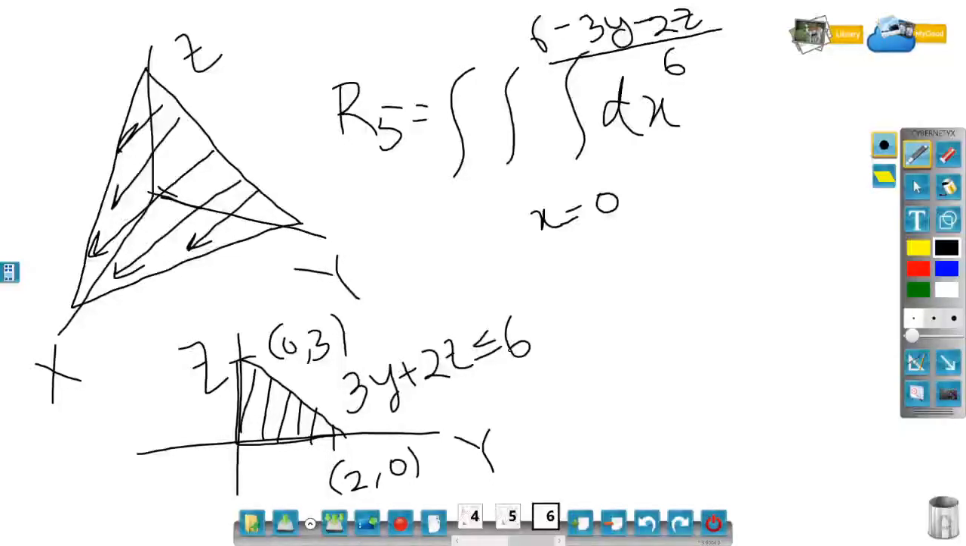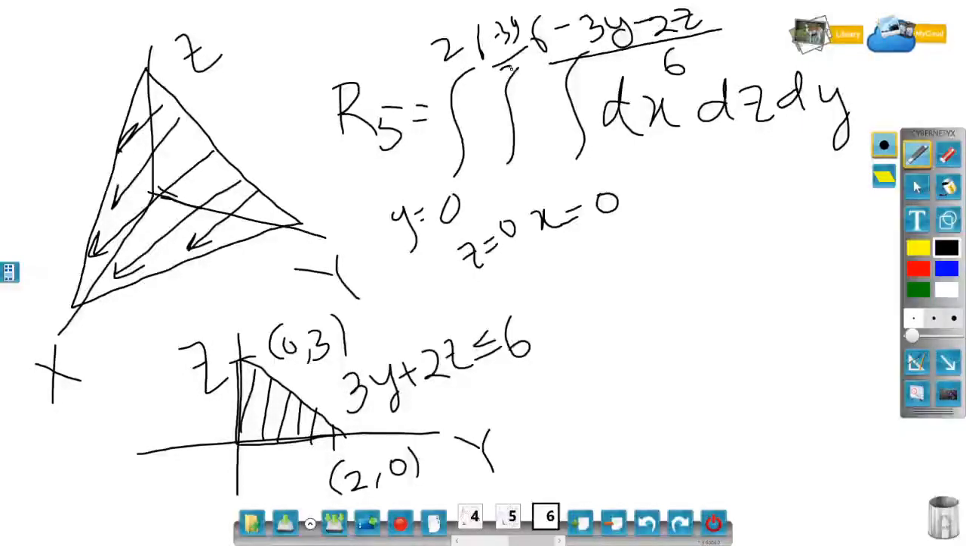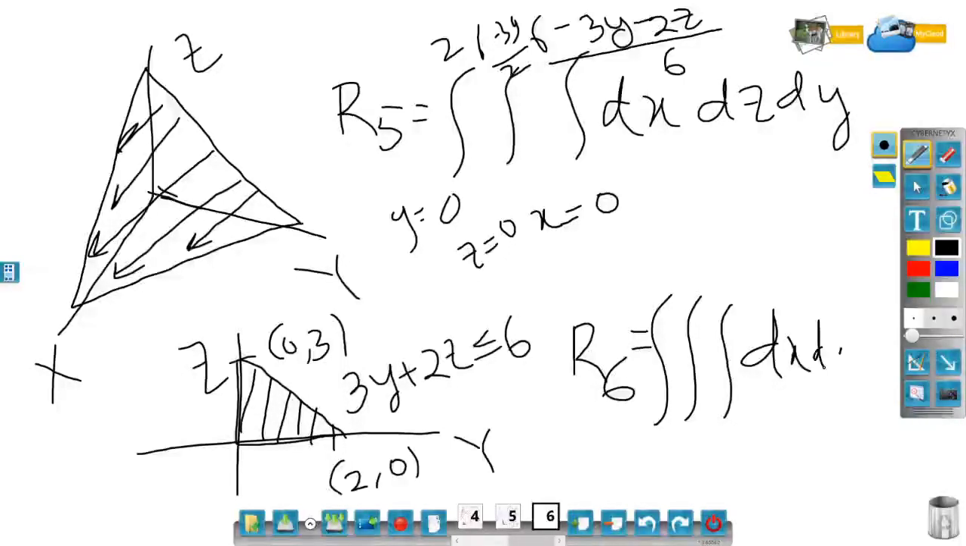right? So if I go along a vertical line, then the order of integration is dz dy. So y range will be 0 to 2, and my z will range from 0 to 6 minus 3y divided by 2. Similarly R6 is again dx dy dz. So x ranges from 0 to 6 minus 3y minus 2z divided by 6.